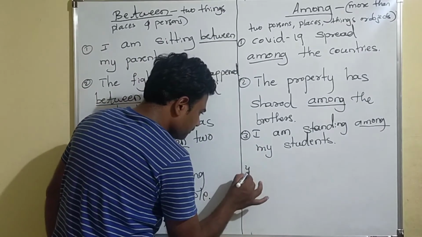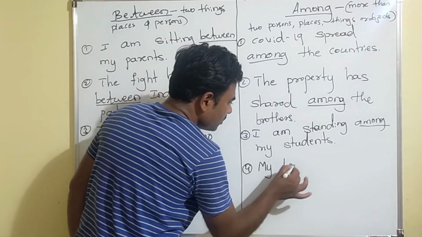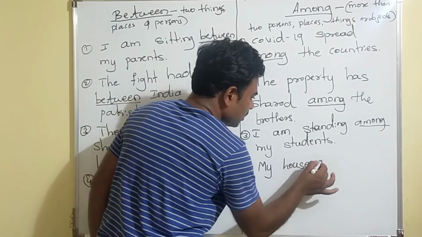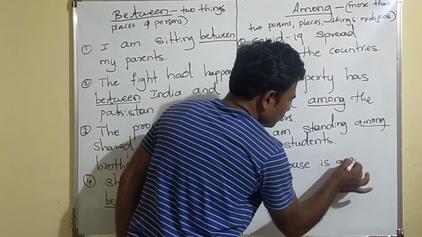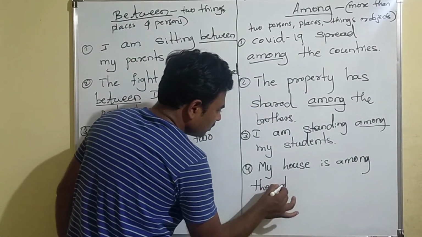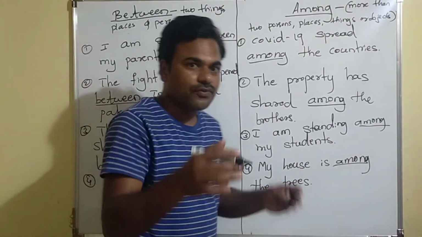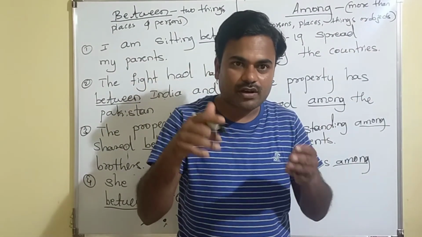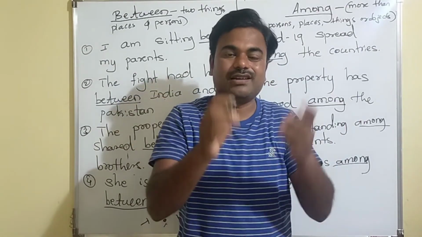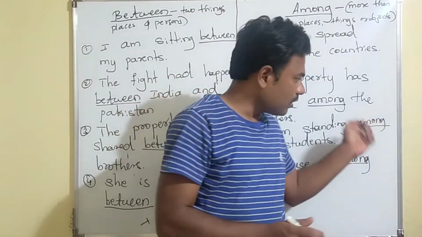Another example, my house is among the trees. So where is my house? My house is located among the trees. There are a number of trees around my house. That time we use among.